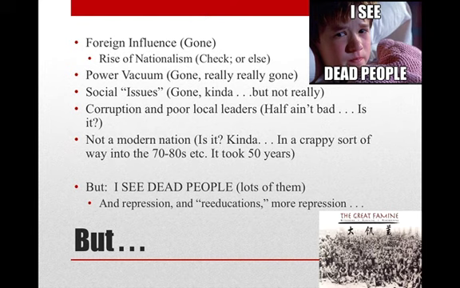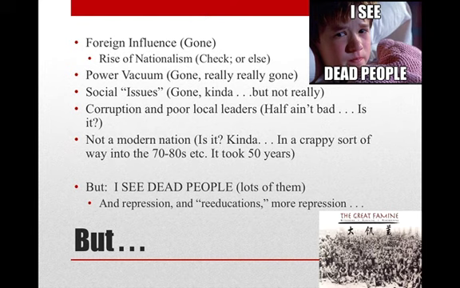Was there a rise of nationalism? Absolutely, because if you didn't, you were kind of dead. Was there a power vacuum? No, there was not a power vacuum. There was actually the opposite of a power vacuum. There was a power consolidation. Because if you didn't get along with the CCP or you spoke out against Mao, you were pretty much dead.